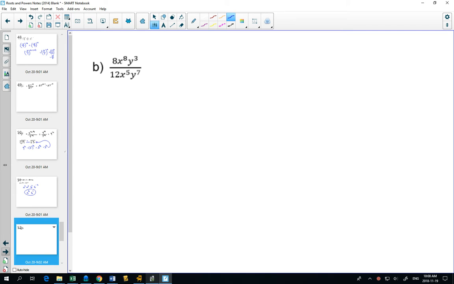Now, the exponent rule for dividing is subtracting. Okay? But I've got numbers here as well, so our numbers would need to be simplified as well. The fraction, 8 over 12, could you write that in lower terms? What number divides both 8 and 12? Is 4. So if you simplify 8 over 12, it becomes 2 over 3.